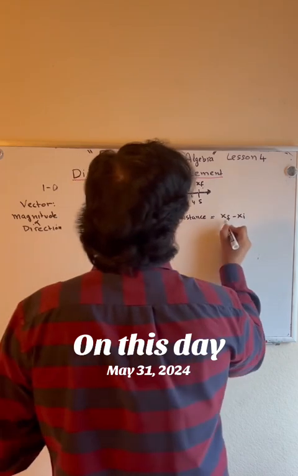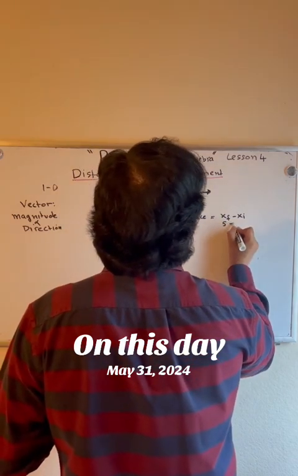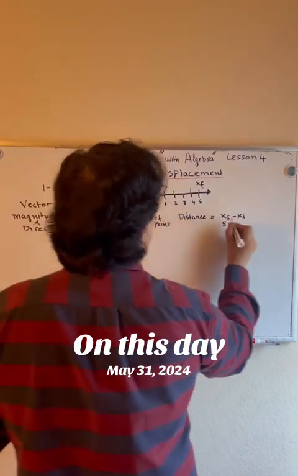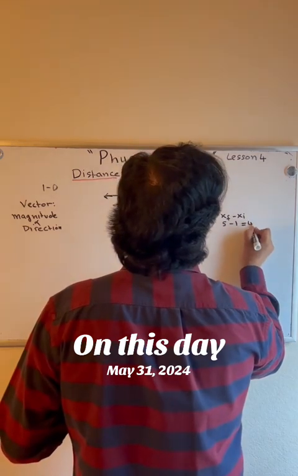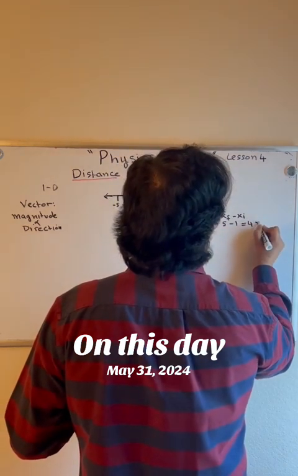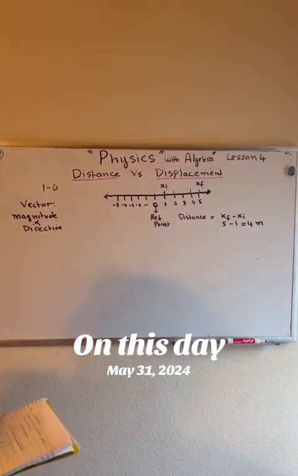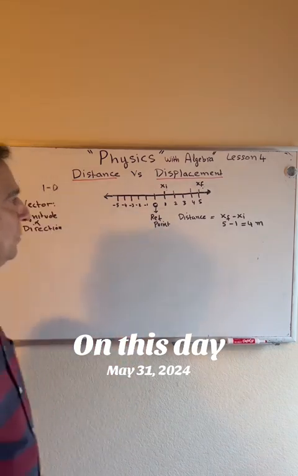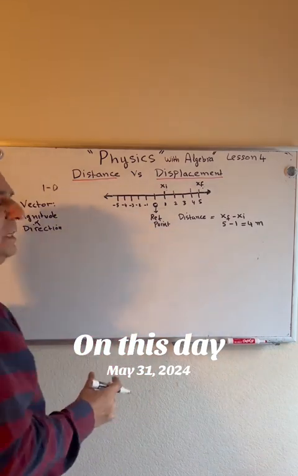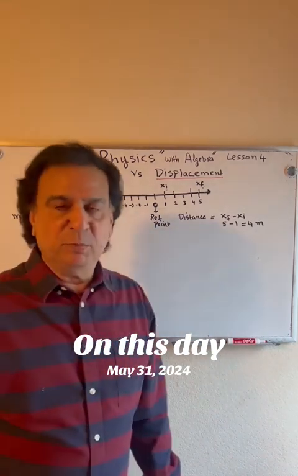So what is x of f? 5 minus right here 1. So basically I can say I traveled 4 meters. All right. Now let me ask you this. How would you find the displacement? Okay, if I give you the same coordinates and I ask you to find the displacement.